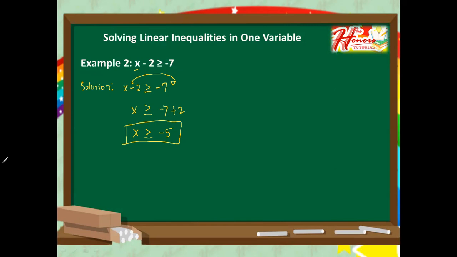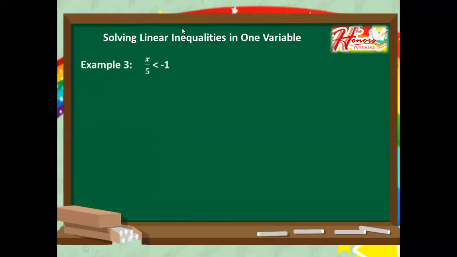Next, let's have example number 3, and that is x over 5 is less than negative 1. So this is how you're going to solve for it. Write x over 5 here and then write less than negative 1. And then multiply both sides by positive 5.